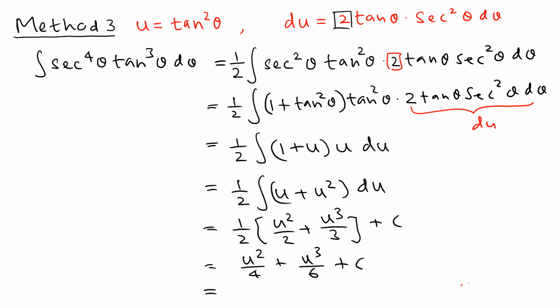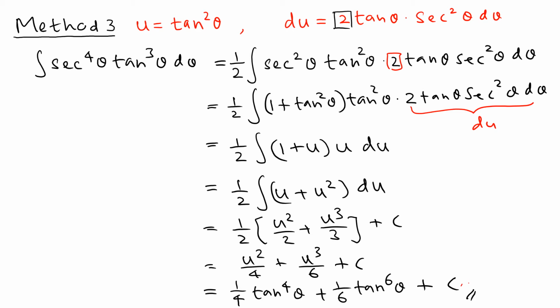U is tan squared. Because of the square here, it's going to be tan to the fourth power. So 1/4 tan to the fourth power plus, again, this is cubed. We have already squared, so that means it's going to be 1/6 tan to the sixth power plus c. So that's how we use the second method. So let's go to the third method.